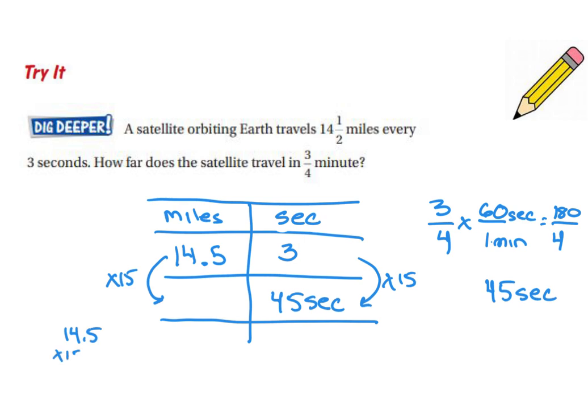14.5 times 15. 5 times 5 is 25. 5 times 4 is 20, and 2 more is 22. 5 times 1 is 5, and 2 more is 7. 0 for a placeholder. 1 times 5 is 5, 1 times 4 is 4, and 1 times 1 is 1. So we get 5, 7, 11, 2. And we have 1 digit after a decimal point. So 217.5 miles in 45 seconds.